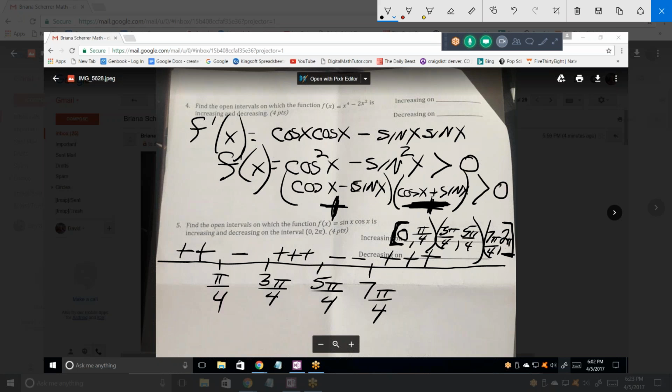Now, it's not increasing at pi over 4. It's neither increasing nor decreasing. So I need a parentheses there, and I need the union symbol in between these also. Do you understand why we need brackets at 0 and 2 pi? Yeah. Okay. Because they've asked us to restrict the domain to 0 to 2 pi, and at 0 it happens to be increasing. So that's definitely a bracket. It's increasing at 0.